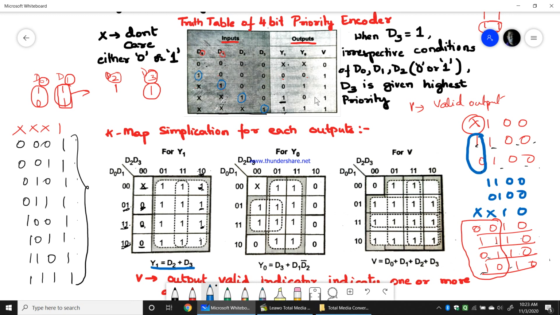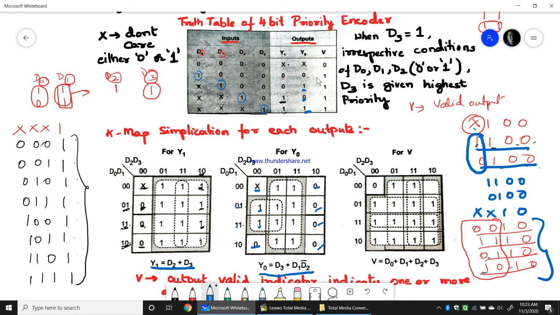Similarly, you do it for y0. For all zeros, y0 is 0. For 1 0 0 0, it is 0. Whereas for x1 0 0, x1 0 0 will have these two values, 1 1 0 0 and 0 1 0 0. So 1 1 0 0 is 1 here. And 0 1 0 0 is again 1. For these four values, you see it is 0, therefore 0 0 0 0. And for these 8 values, you see it is 1. Therefore all 8 values are 1. So you get y0 equal to d3 plus d1 d2 bar.